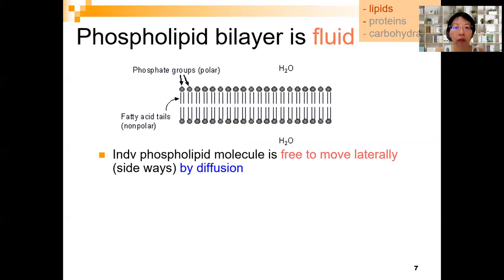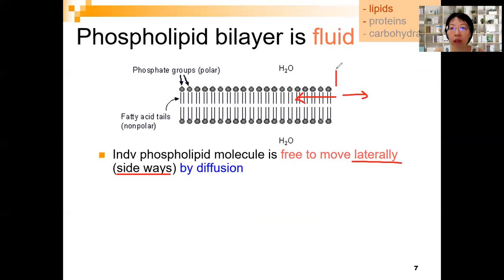So individual phospholipid molecules are free to move laterally. That means they will only move sideways. Okay, laterally, please learn up this word, meaning sideways. So they can move to the left side, they can move to the right side. They only move sideways because the fatty acid tails don't like the water.